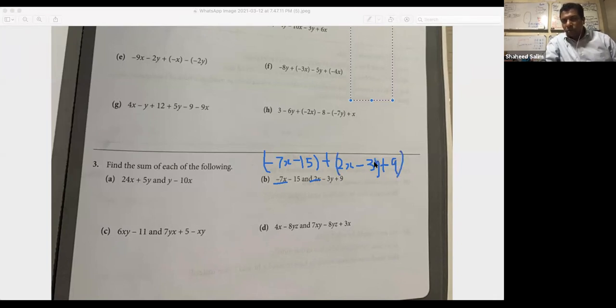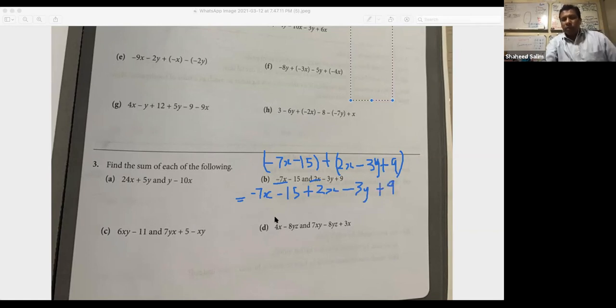A lot of students, this one is still okay, but once they change this to minus, everything goes haywire. So now once we remove the brackets, it's the same. You get minus 7x, minus 15, plus 2x, then minus 3y, plus 9. Now you rearrange them.